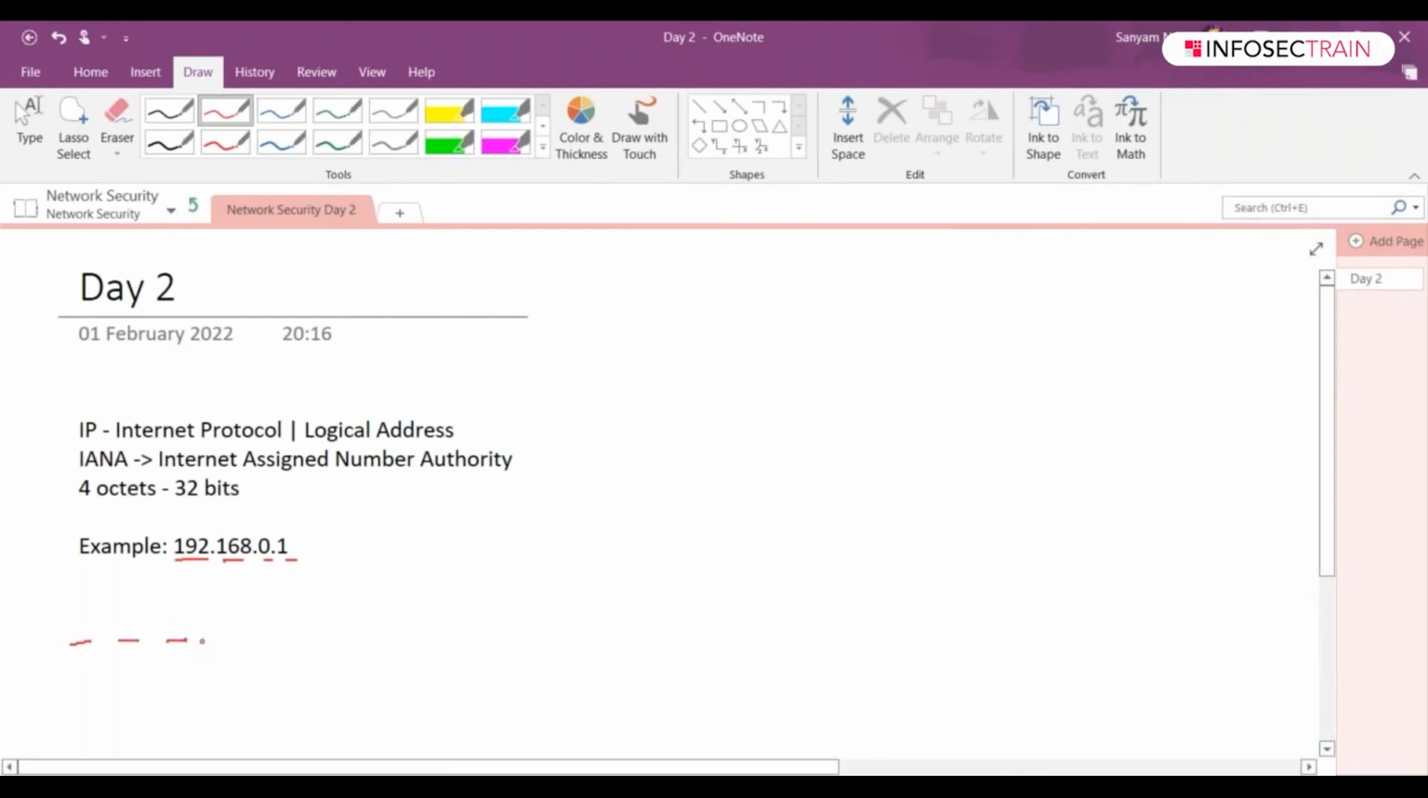1, 2, 3, 4, 5, 6, 7, 8. Dot. Second one: 1, 2, 3, 4, 5, 6, 7, 8. Dot. I'm writing in the next line. 1, 2, 3, 4, 5, 6, 7, 8. And the last one: 1, 2, 3, 4, 5, 6, 7, 8. Okay, see, we have 8 bits, right?